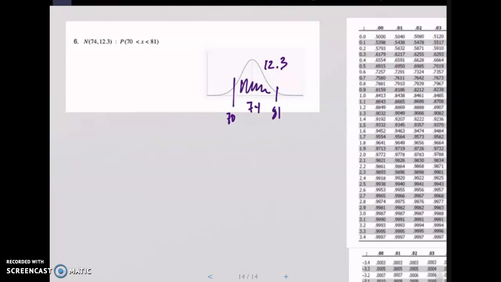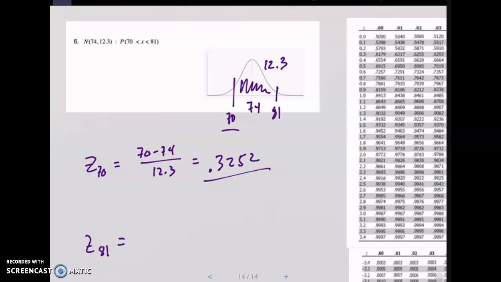So again, we need to find the z-score for 70. So we go z of 70. We need to find the z-score for 81. Find the two probabilities, and then subtract them. So let's find the z-score of 70. So if we do 70 minus 74 divided by 12.3, that's going to give me 0.3252. So that's a z-score. That's not a probability. That should be negative 0.3252 because we're going to the left.